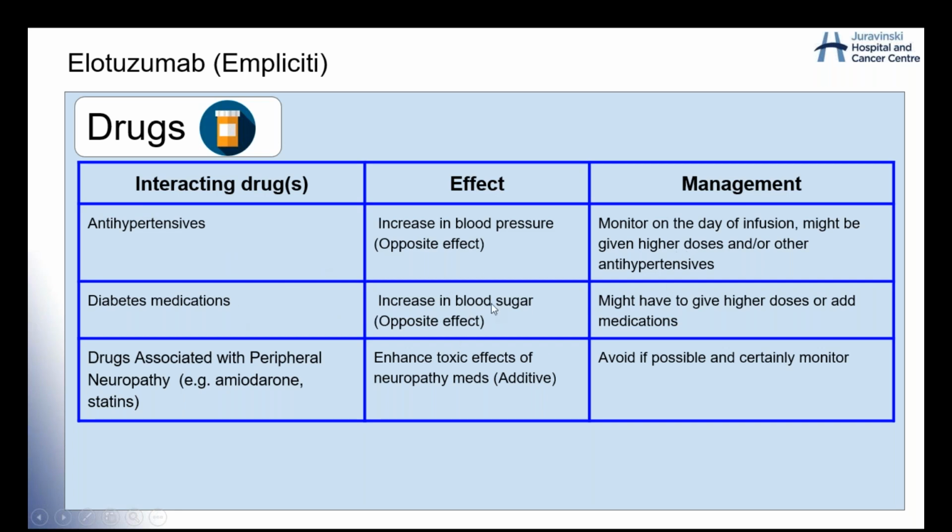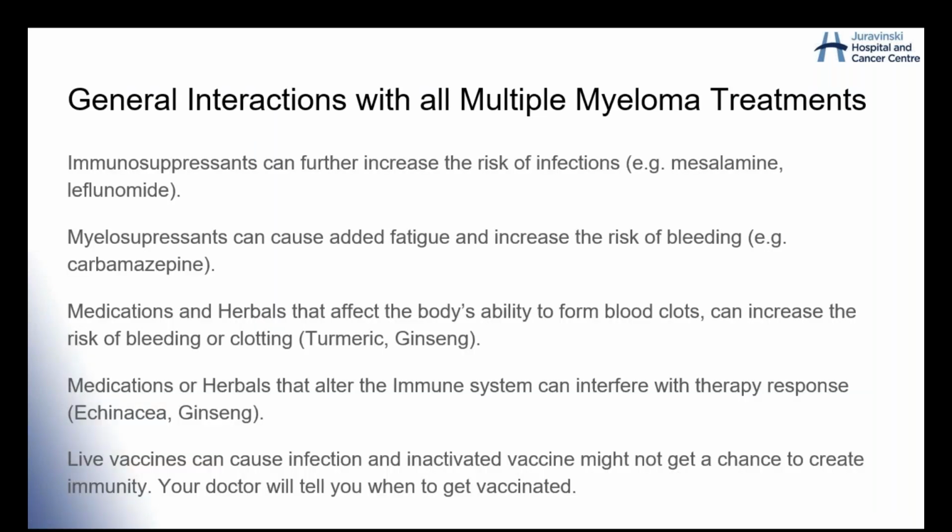It sometimes tends to increase blood sugar as well for some patients who are on diabetes medications, so we monitor that as well, and we adjust or add medications to control that. And then finally, it tends to also cause some peripheral neuropathy, so tingling, burning sensation, things like that, similar to what we talked about earlier with proteasome inhibitors. And if you get that while you're on the elotuzumab and you have some of these medications, then the doctor might change your medications or reduce their doses.